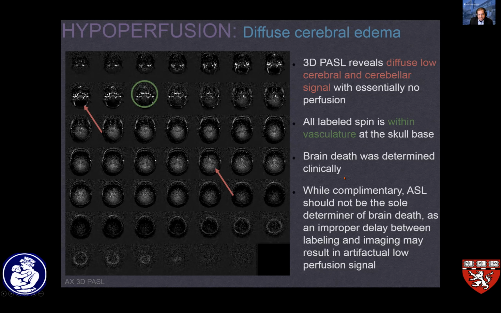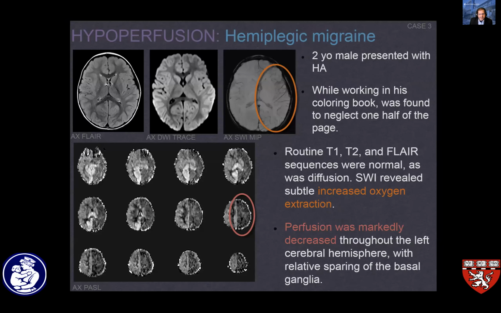So brain death was determined clinically. And ASL is complementary in this situation. It's not a sole determinant of brain death, because an improper delay between the labeling and the imaging may falsely result in artifactually low perfusion signal. Something to remember if you're going to be using ASL in these kinds of cases.